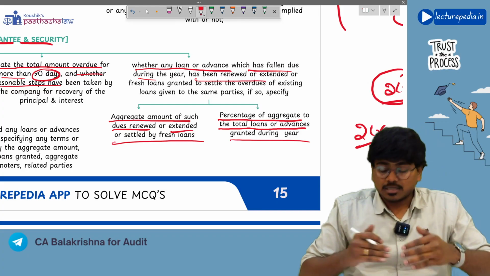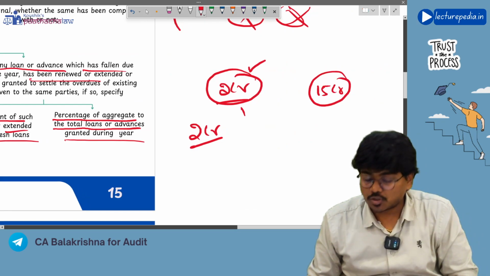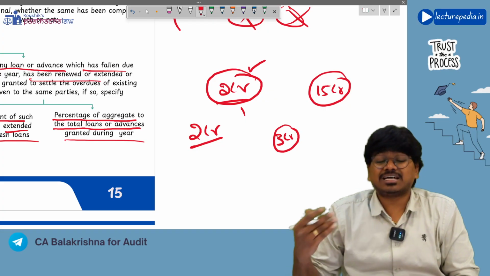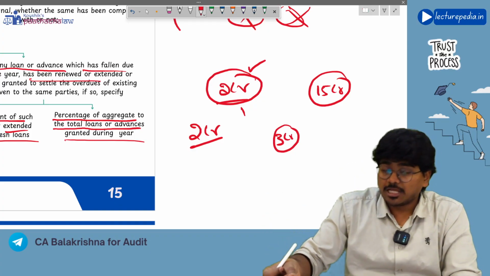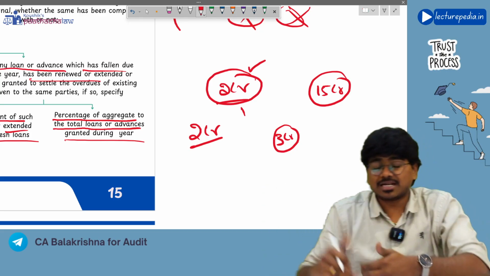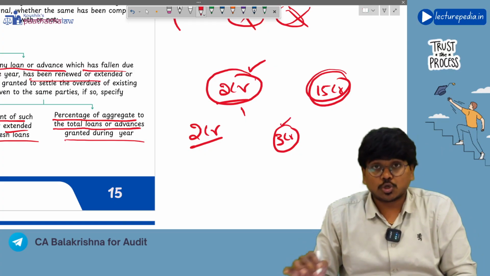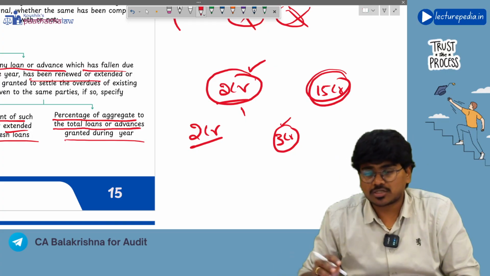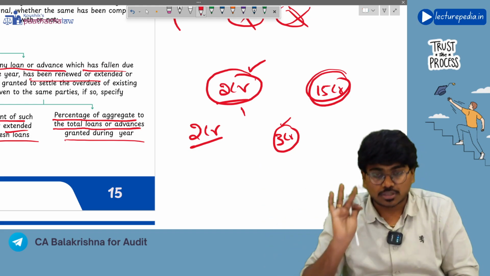Now during the year, let's say the company has granted total loans of some 15 crores. Of these 15 crores, some 3 crore loan belongs to evergreening. That means some 3 crore loan has to be repaid by the borrower in the current year, but the company has issued a fresh loan to repay that existing loan. So such type of loans that the company has given is 3 crore out of the total 15 crore. Now how much percentage does it come to? So 3 by 15 into 100. So how much percentage is the evergreen loans? That also you need to report. Understood? Yes.